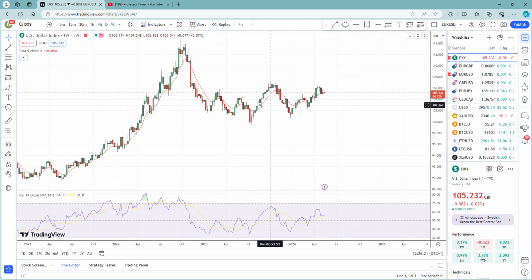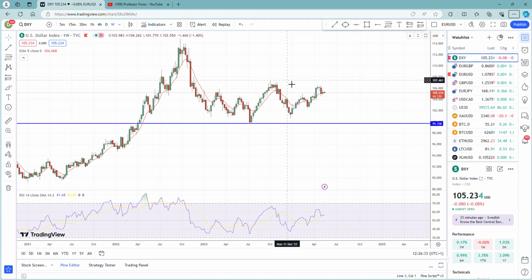If we start on the weekly time frame, you want to track the price between support and resistance from the weekly levels. You can see clearly that there's a support region here and there's a resistance there. Price will move between these levels on the weekly.